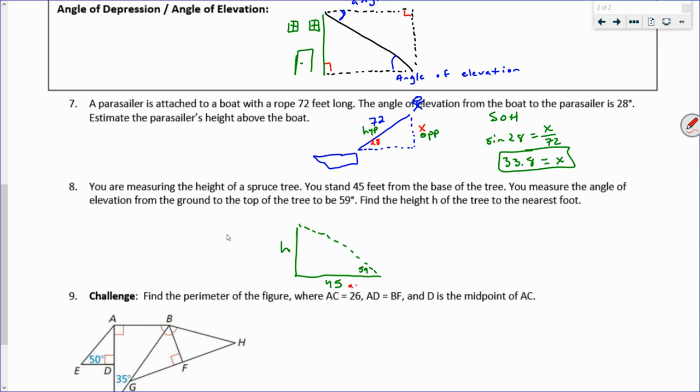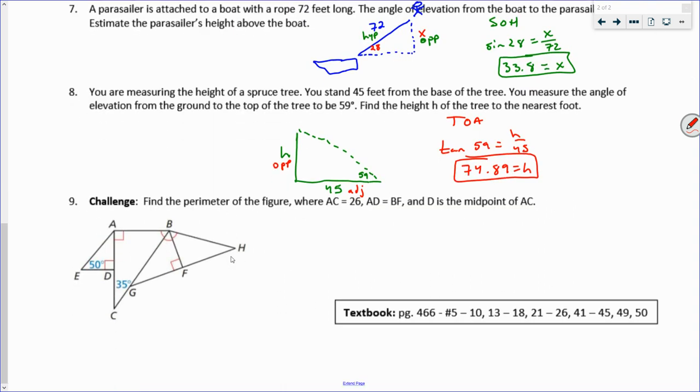So I see adjacent, I see opposite of 59, so that to me is screaming TOA. Tan of 59 equals opposite over adjacent. So if I go tan of 59 in my calculator, multiply it by 45, I get something like 74.89 feet high.